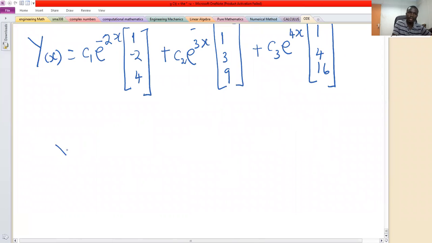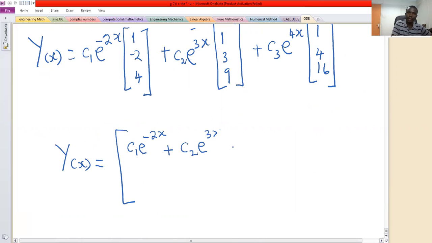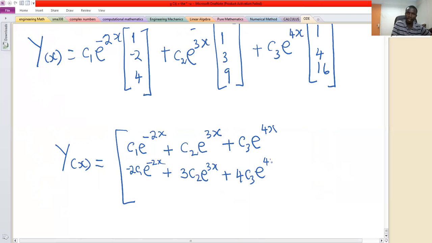Now, this is the same as writing y of x is given by C1 e raised to power minus 2x plus C2 e raised to power 3x plus C3 e raised to power 4x, minus 2 C1 e raised to power minus 2x plus 3 C2 e raised to power 3x plus 4 C3 e raised to power 4x, 4 C1 e raised to power minus 2x plus 9 C2 e raised to power 3x plus 16 C3 e raised to power 4x.